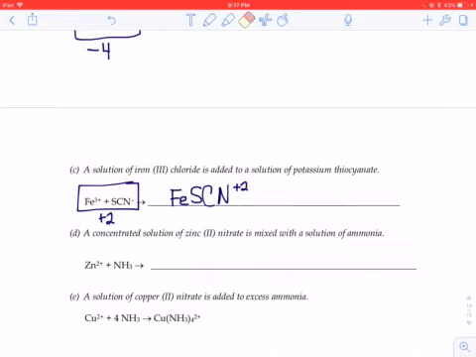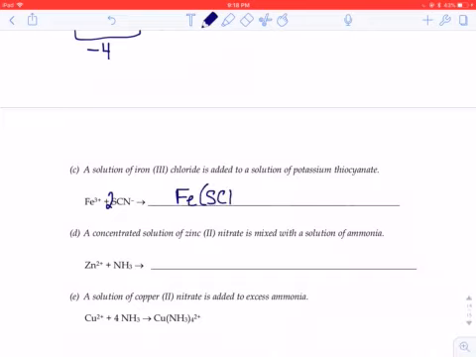It's also okay if you had done something like this, 2 SCN minuses, so I'm going to make this SCN2. That's okay also. So what would happen charge-wise? +3 and -2, so this side's total charge is +1. That means we would have to have a +1 charge over there.